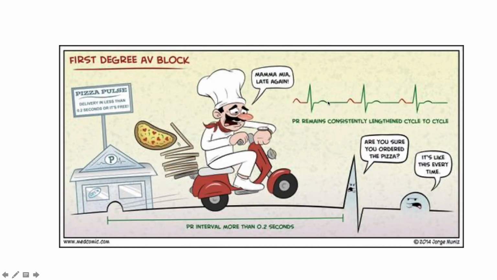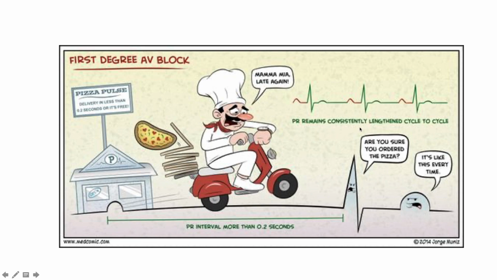All right. So this is a fun representation of first degree heart block from MedComic.com. We find that the PR interval is more than 0.2 seconds, and the QRS is asking the T wave, "Are you sure you ordered the pizza?" The T wave said, "It's like this every time." Right? Mamma mia, we late again.